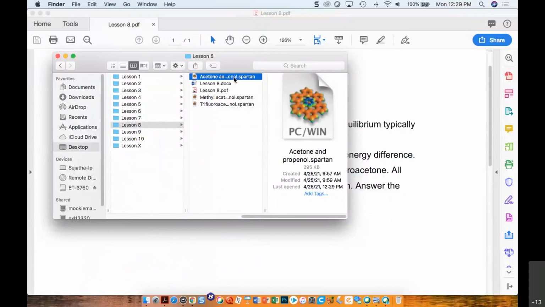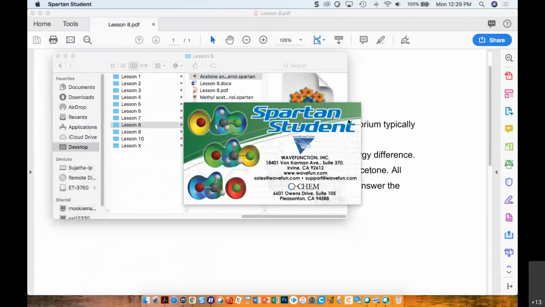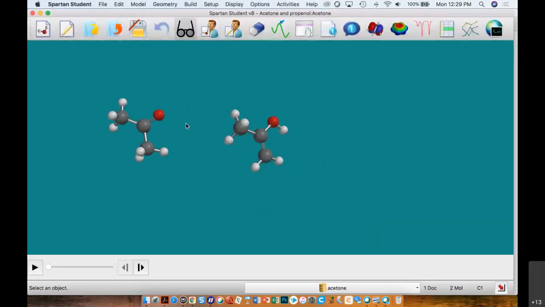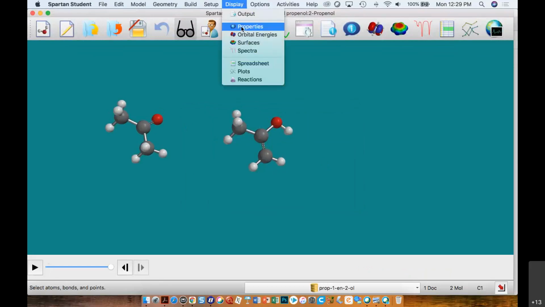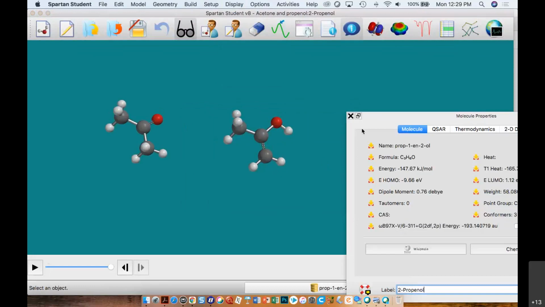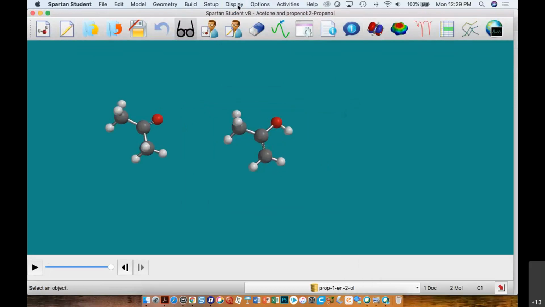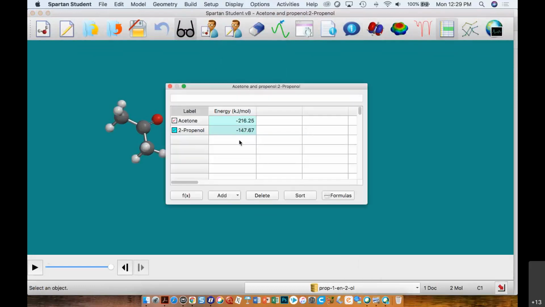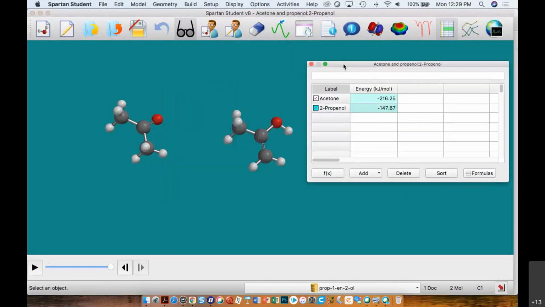So I'm going to open Spartan here. We'll look at that. So there's acetone, and there's your enol. What you want to do is go to display, go directly to spreadsheet. You can certainly go to properties and get the energy, but I say just go to spreadsheet, because in the spreadsheet, you'll see the energy.